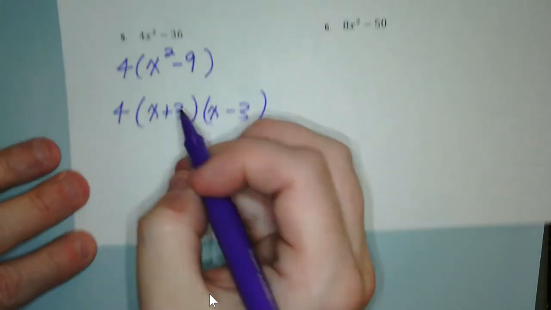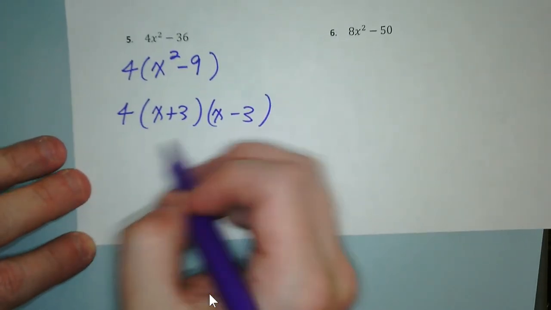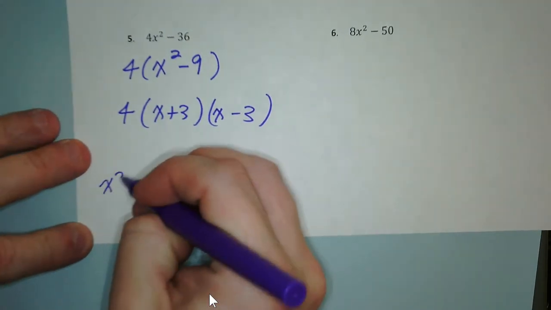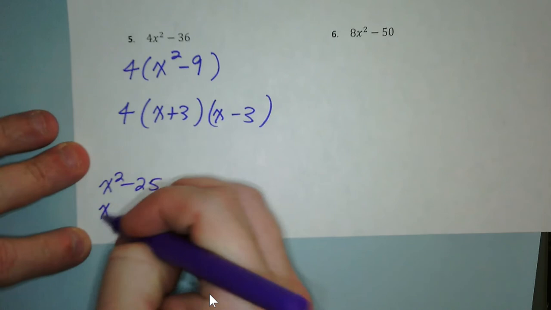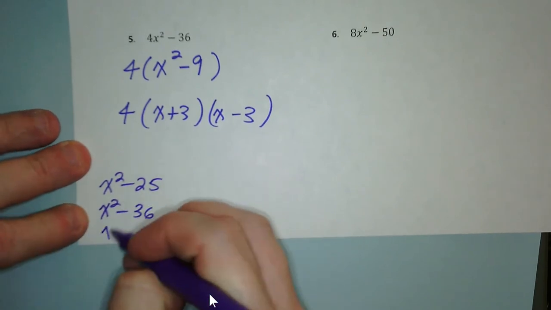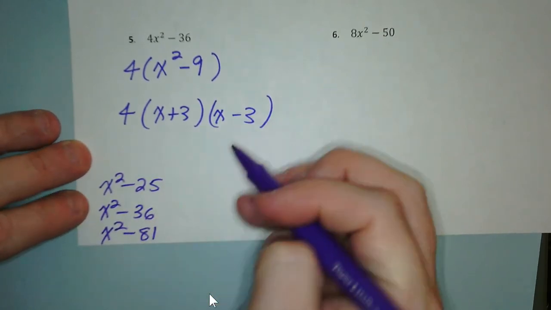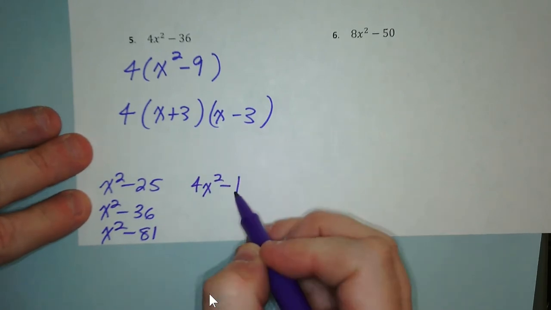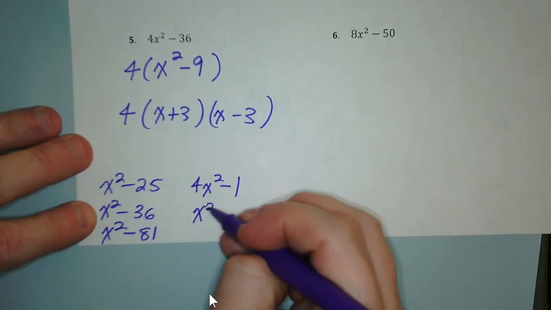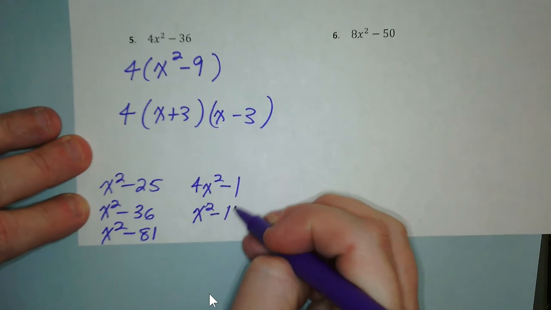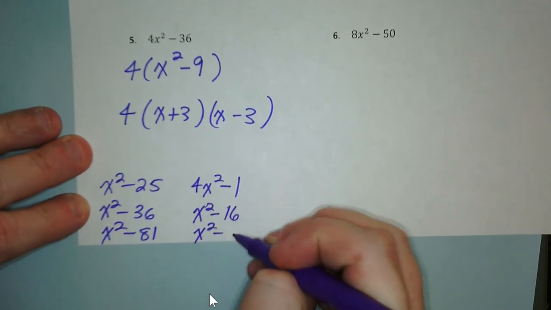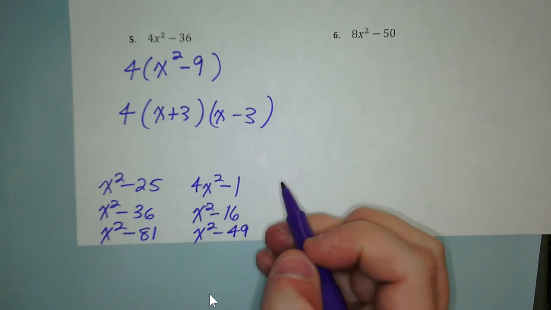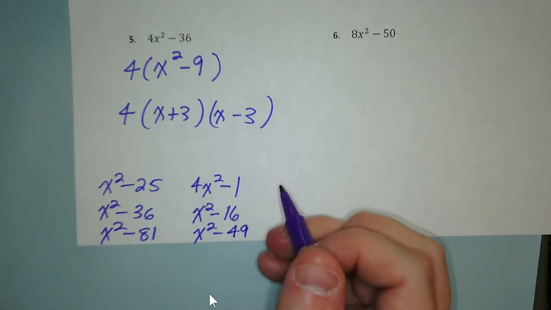So you guys got to be on the lookout. And again, I'm totally going off on it, so you don't have to write this down if you don't want to. But you got to be looking for things like x squared minus 25, x squared minus 36, x squared minus 81, 4x squared minus 1, because 1's a perfect square, and 4, or x squared minus 16, or x squared minus 49, you know what I mean? Like, you got to know your perfect squares almost by heart, I suppose.